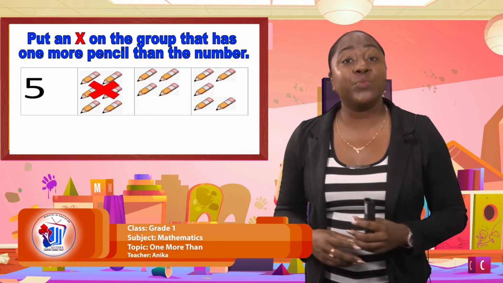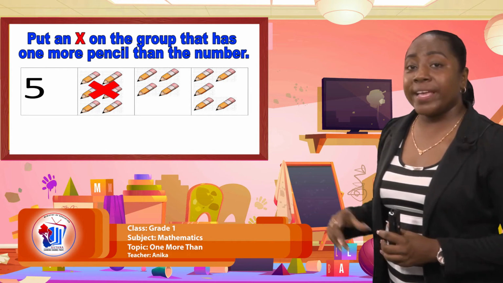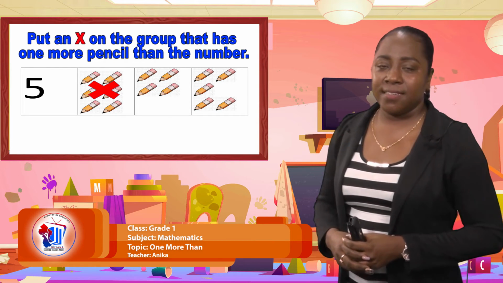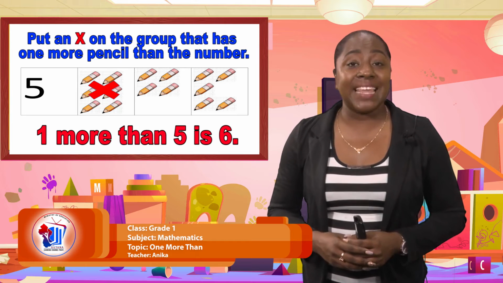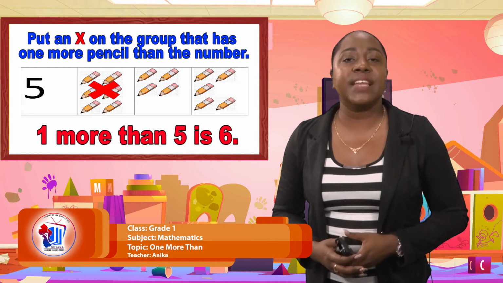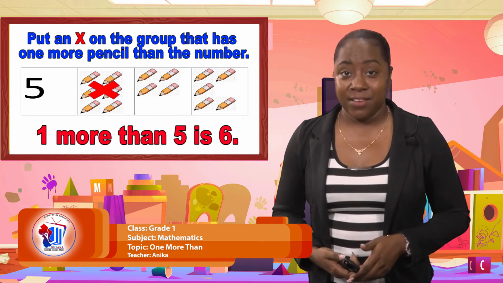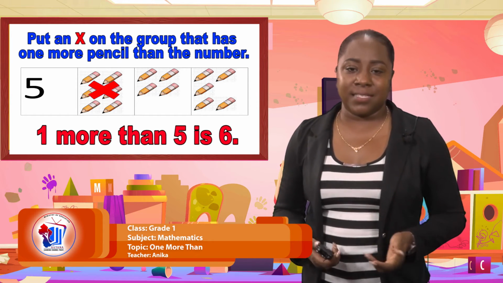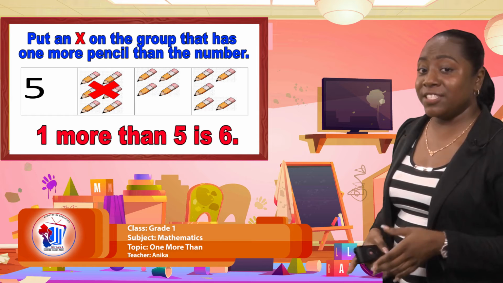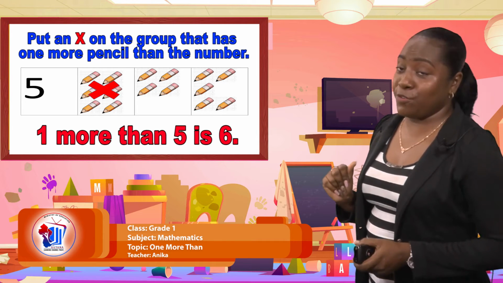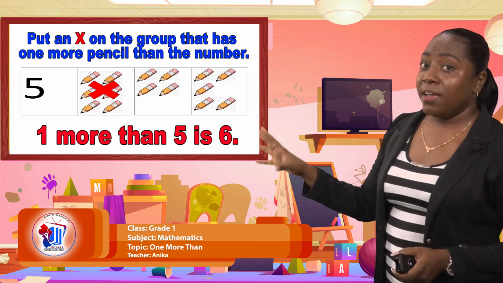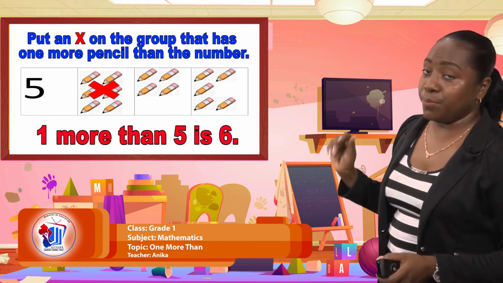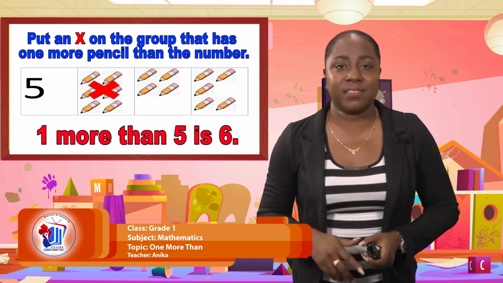Correct. It would be the group with 6 pencils. 1 more than 5 would be the number 6. Got it? Great. If you got it, then awesome job. Let's look at the answer. So your X, if you were drawing these pencils, would be on this group that has 6 pencils.